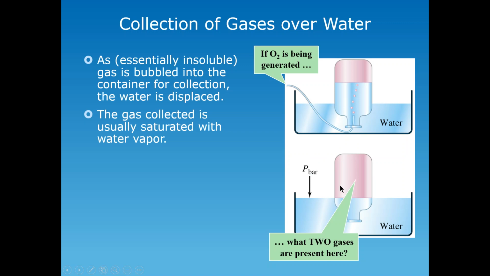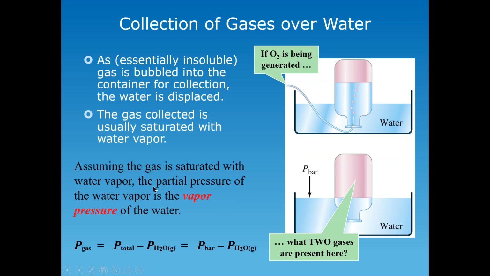So once we establish that the surface of the water inside is in line with the surface of the water outside the trough, then we know that whatever the pressure inside here, it would be equal to the atmospheric pressure. Now, the gas is collected here, but it is going to be saturated with water vapor. So inside here, there are actually two gases present. One is oxygen and the other one is water vapor, right?